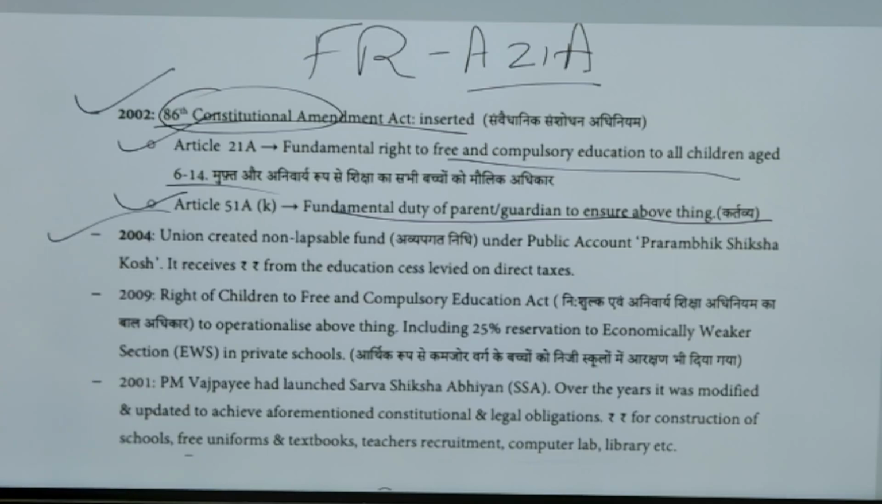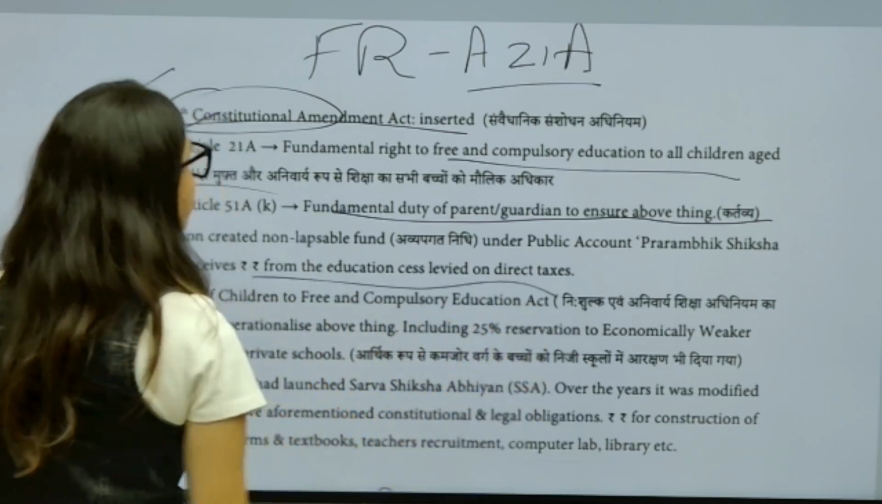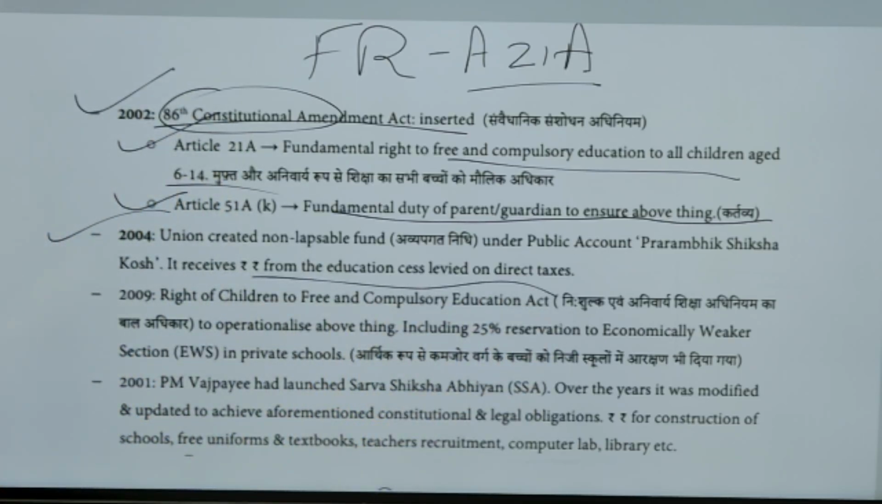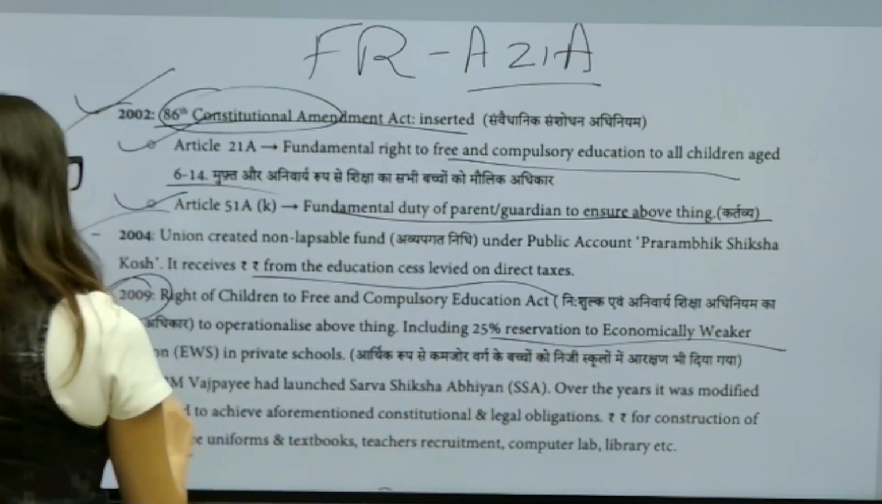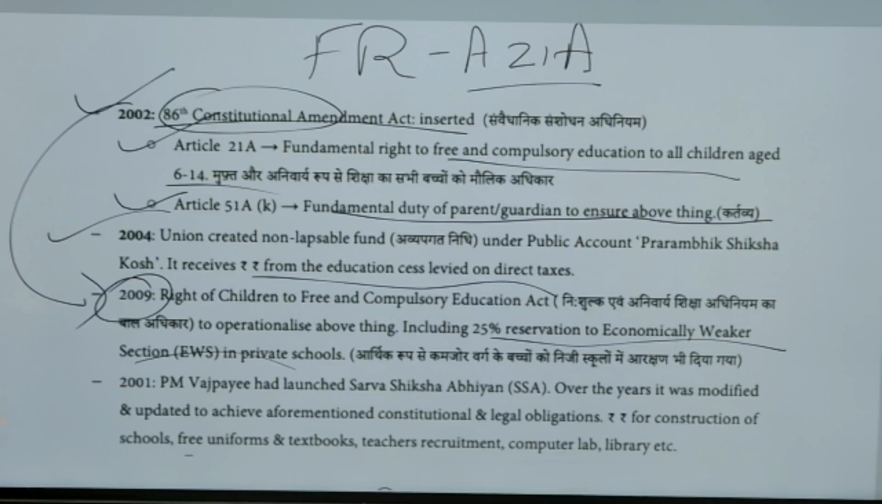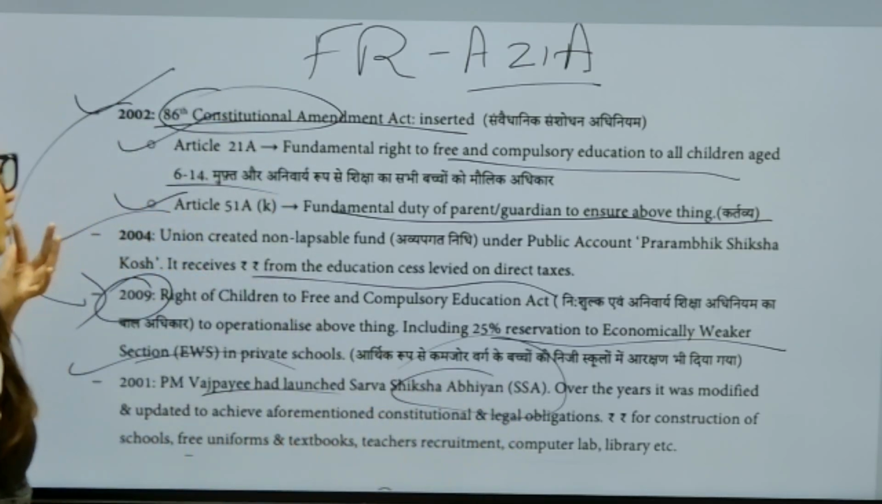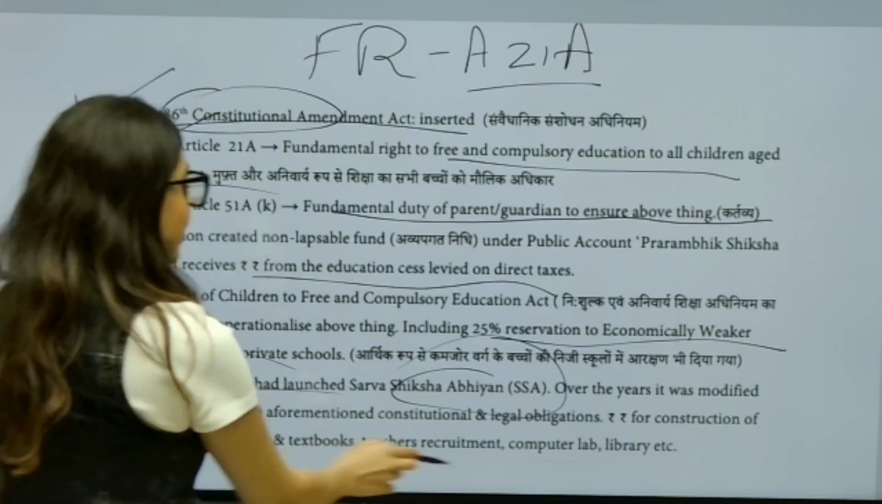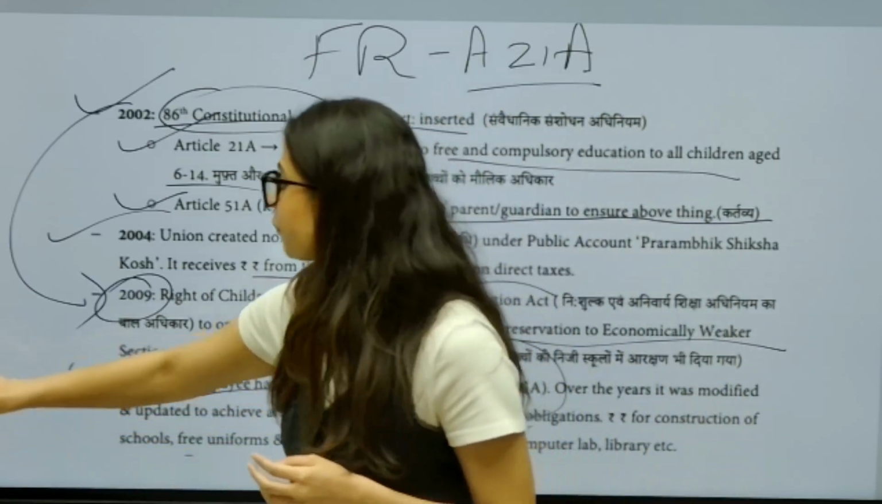Then in 2004 the Union created a non-lapsable fund known as Prarambhik Shiksha Kosh, which receives funds from the education cess levied on direct taxes. Then to implement this, the RTE Act, Right to Education Act, was introduced, including 25% reservation for the economically weaker sections of society in private schools. And later, in 2001, PM Vajpayee introduced Sarva Shiksha Abhiyan to universalize education in India.